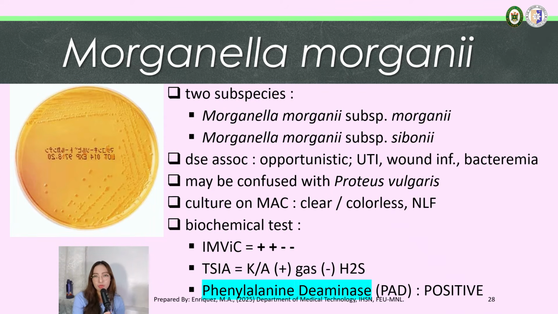Okay? Also, Morganella morganii is negative for hydrogen sulfide reaction. Kabaliktaran ng Proteus species, which is positive for hydrogen sulfide production. All right? But again, among their similarities is PAD or phenylalanine deaminase, dahil parehas positive for phenylalanine deaminase ang Morganella, Proteus, and Providencia.